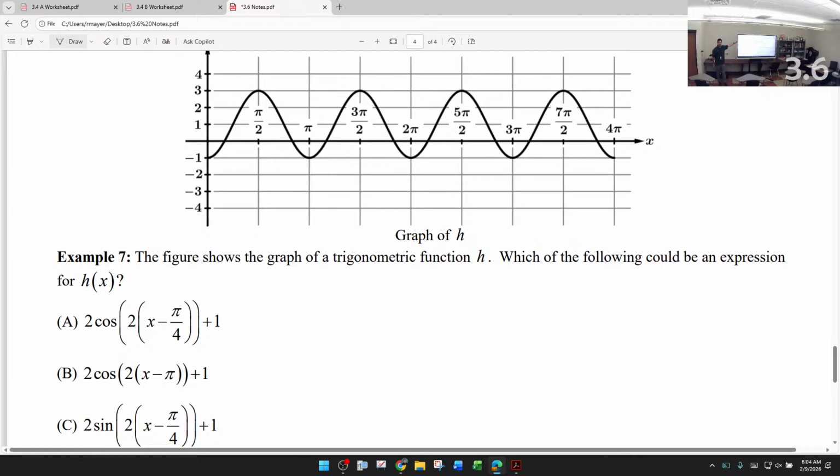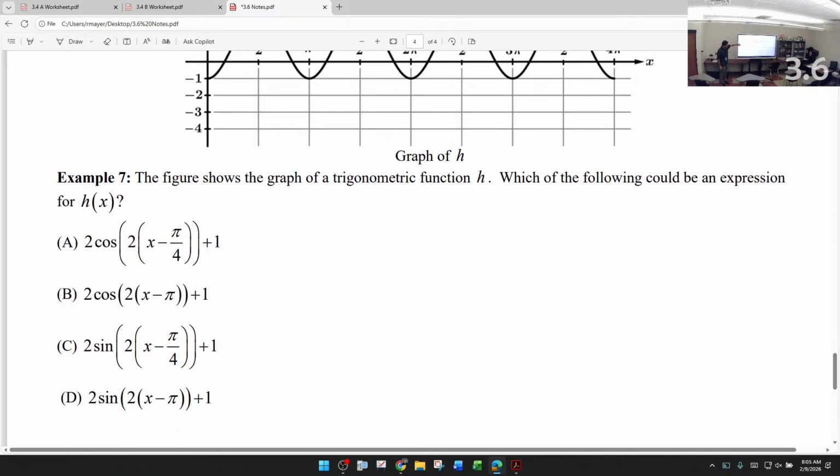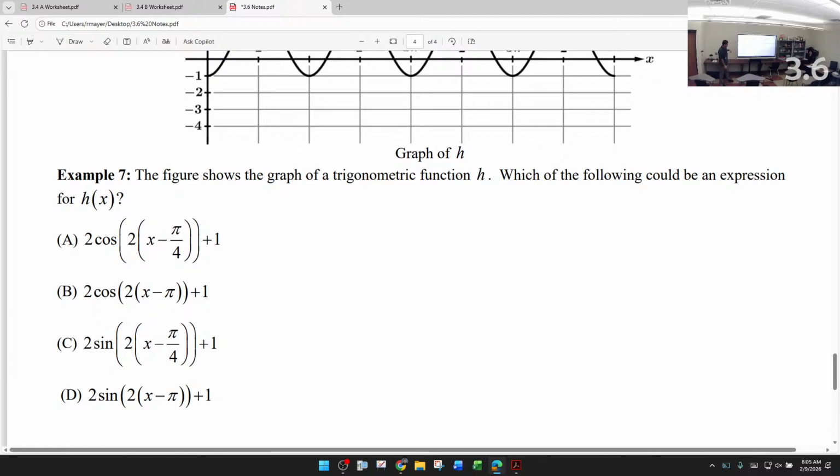Got another one. The figure shows the graph of a trigonometric function h. Which of the following could be an expression for h? Okay. The amplitude better be 2. The amplitude better be 2.